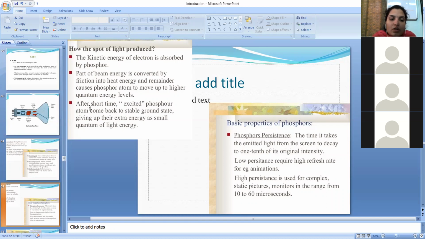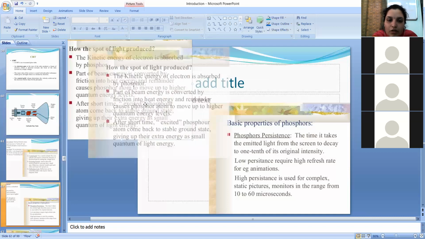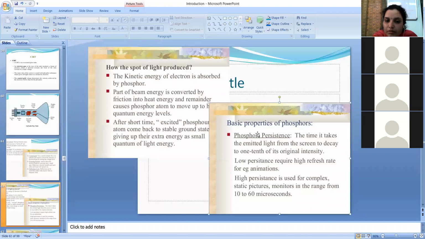Okay, so once this ray hits the phosphor coating, the kinetic energy gets converted and heat gets generated. So that is the working of this light, and it will illuminate the particular point on the output screen. Okay, so that is how the light gets produced.